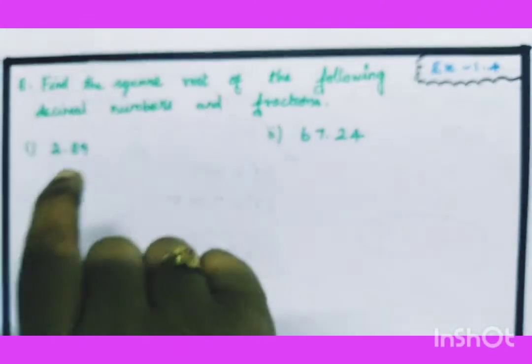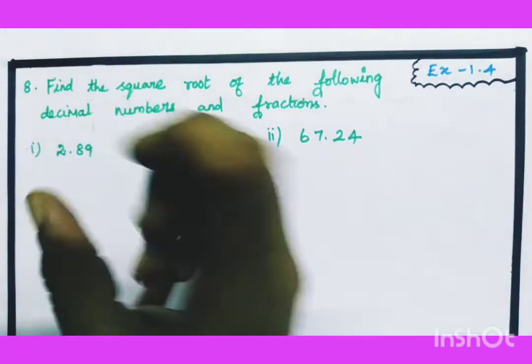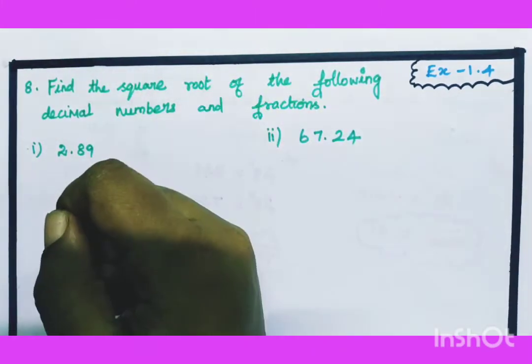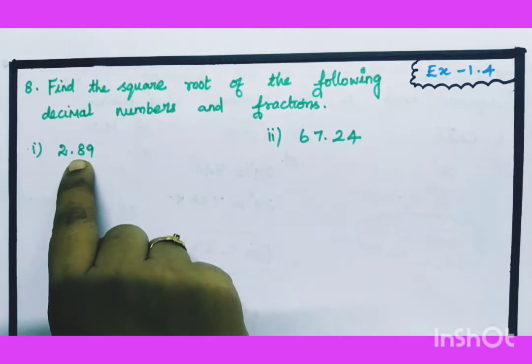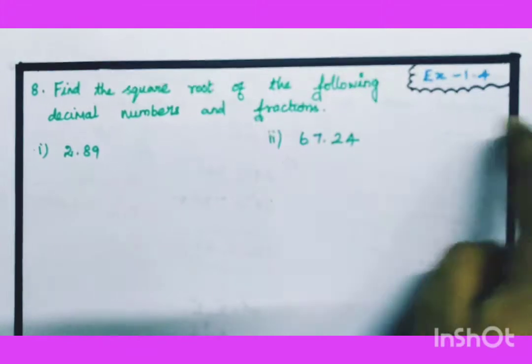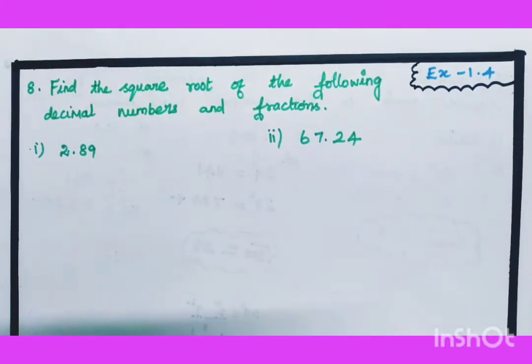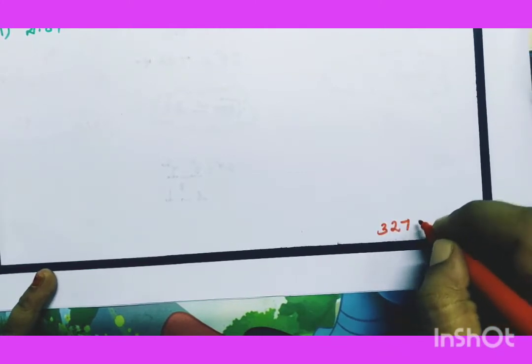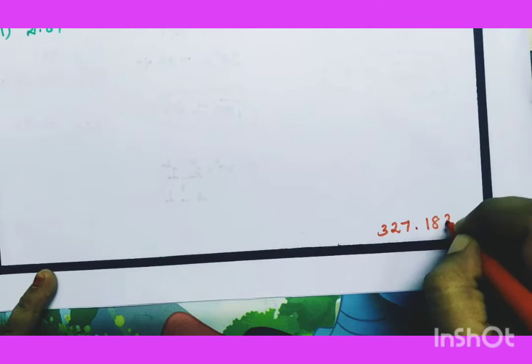If it is the integral part, meaning the whole numbers, we know how to do it. How will we do the decimal part? You have to start from the beginning. Understood? From the beginning you have to mark the pairs. For example, 327.183, if you are going to find the square root.